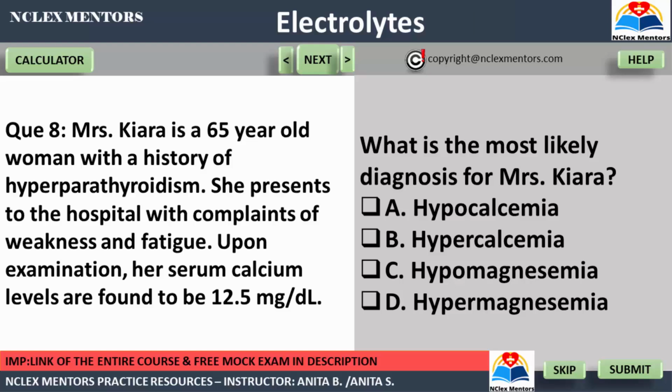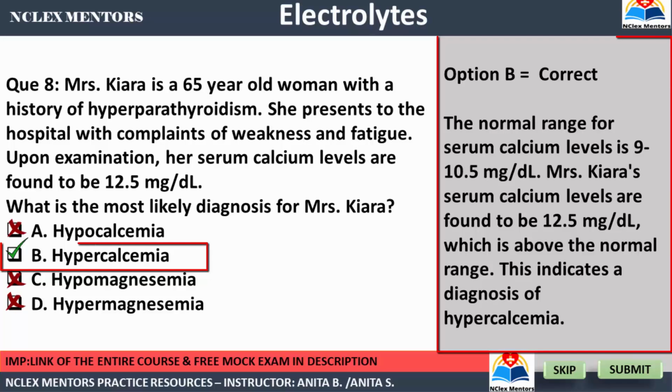All right, let me reveal the right answer to you. The correct answer is option B, or hypercalcemia. The normal range for serum calcium levels is 9 to 10.5 milligram per deciliter. Mrs. Kiera's serum calcium levels are found to be 12.5 milligram per deciliter, which is above the normal range. This indicates a diagnosis of hypercalcemia.